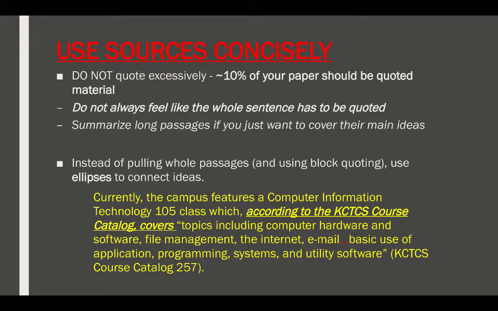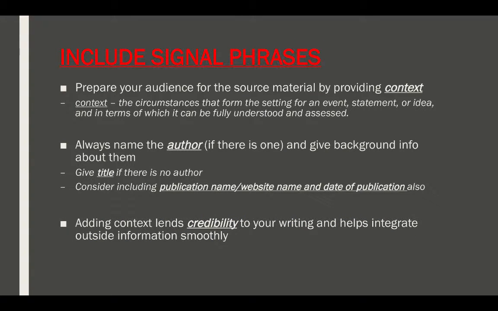We do this because not all of the text in that passage is particularly relevant to our paper. We use the three dots to connect two ideas that are most relevant to what we're trying to say. And by doing that, we limit the amount of quotations we use in our paper. I also want you to take notice of the italicized and underlined part, according to the KCTCS course catalog covers. All right? What that is right there is what's called a signal phrase, which is going to be the topic of our next slide. We want to include signal phrases whenever we introduce quotes.